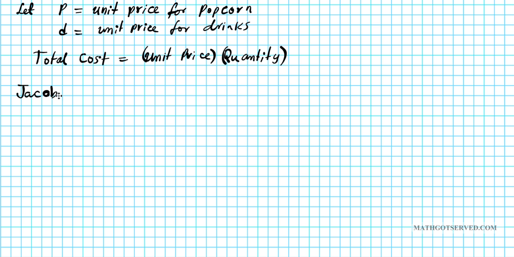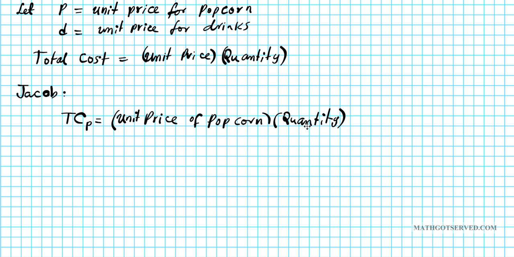So for Jacob, let's look at the price of popcorn first. The total cost for popcorn, TCP, is going to be the unit price of popcorn multiplied by how much popcorn he bought. If you look at the problem, Jacob bought 2 bags of popcorn and the unit price of popcorn is P. So the total cost for popcorn for Jacob's case is P times the quantity, which is 2. You can write it as 2P. This is the standard way of writing it.